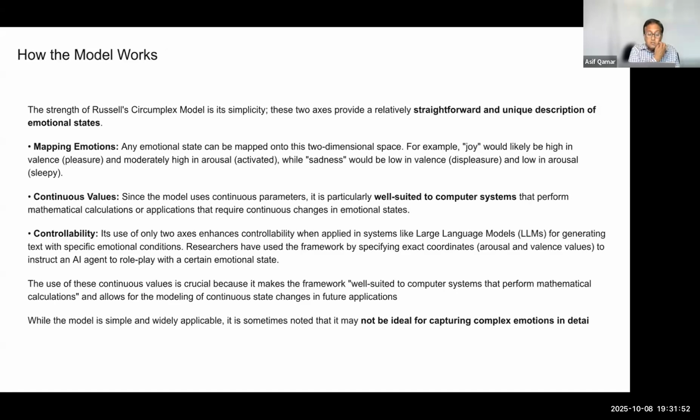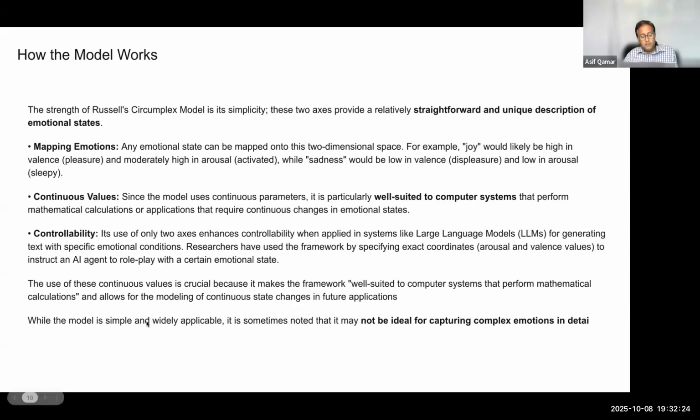How does the model work? As I was saying, the model is very well suited for computer systems. And of course, here we are going to talk about LLMs. This paper proves that the LLM understands this model very well. And then there is an aspect of controllability. Now that they have two dimensions to specify any emotion, it's easy to put that in the way that you want. So that is the foundational aspect of this.